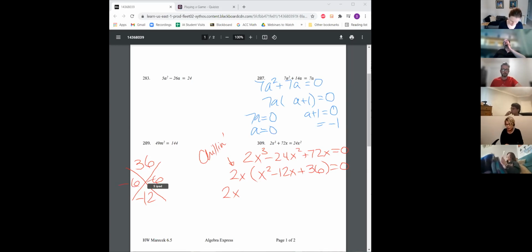Oh, I see what you're getting at. So it's going to be x minus 6 on both sides. I see where you're going with that now. Okay. Yep. So it's because that 12 is negative. That's why it needs to be a negative 6. Gotcha. That makes sense. Okay.